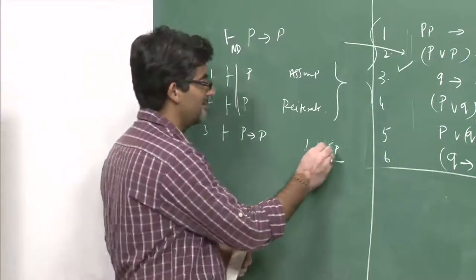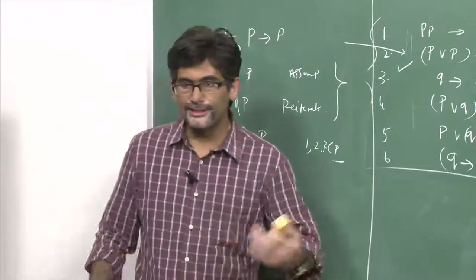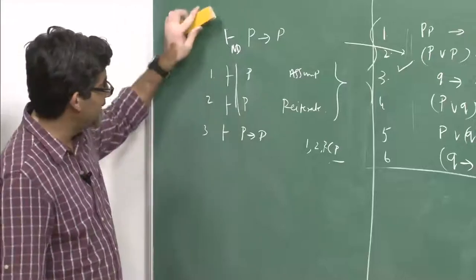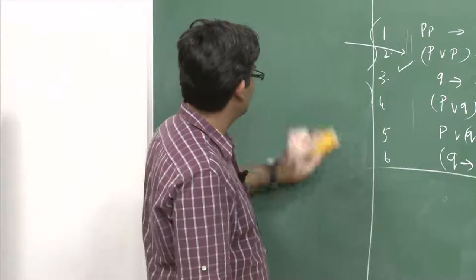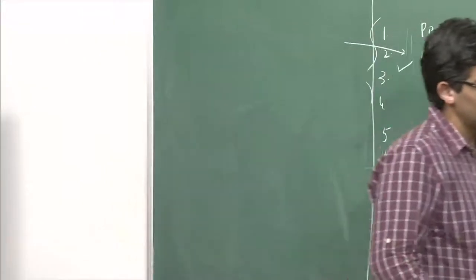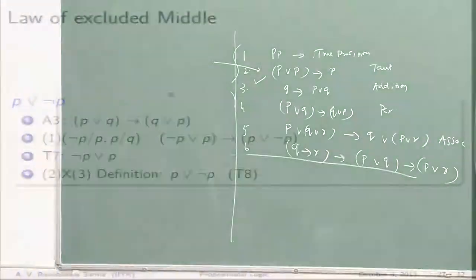It is also called the rule of conditional proof. So far we deduced the law of identity, and now let us consider the law of excluded middle. So how do we deduce the law of excluded middle?